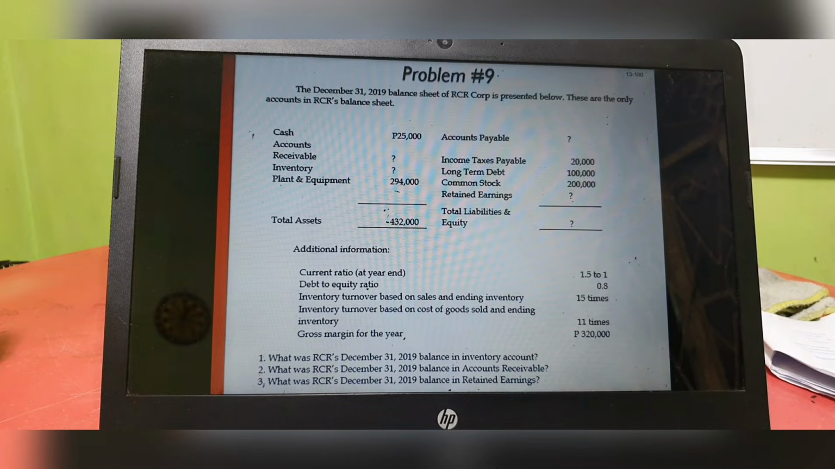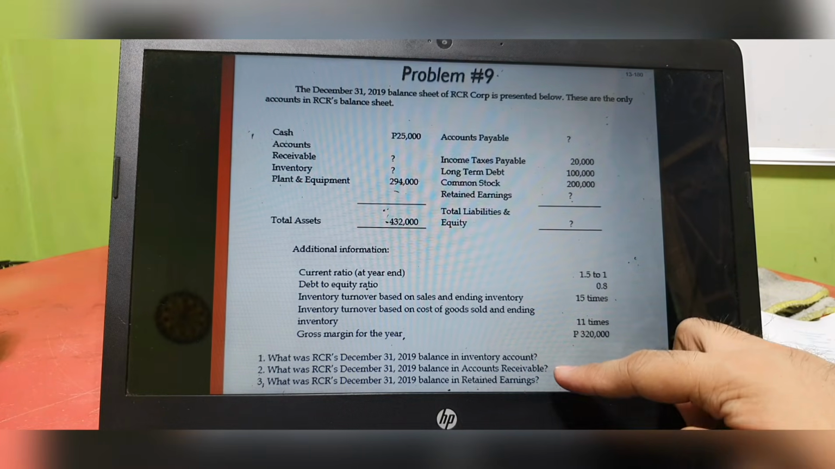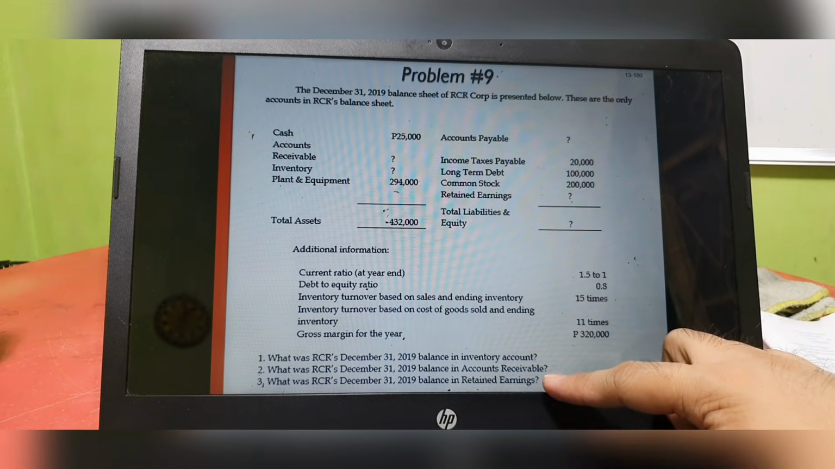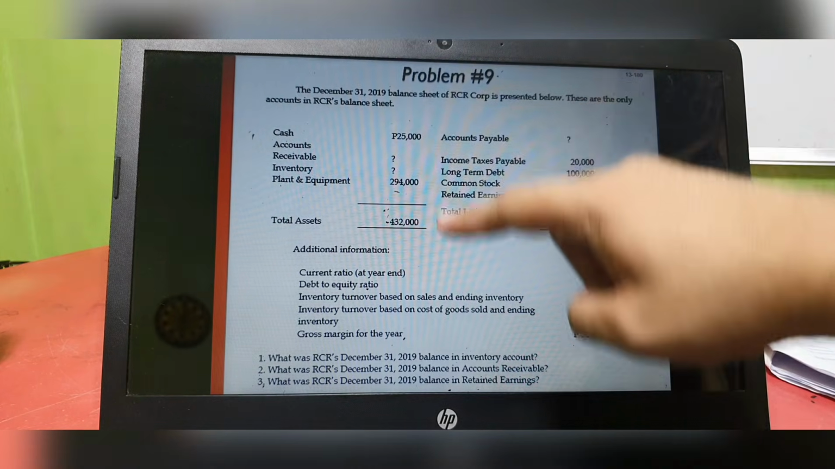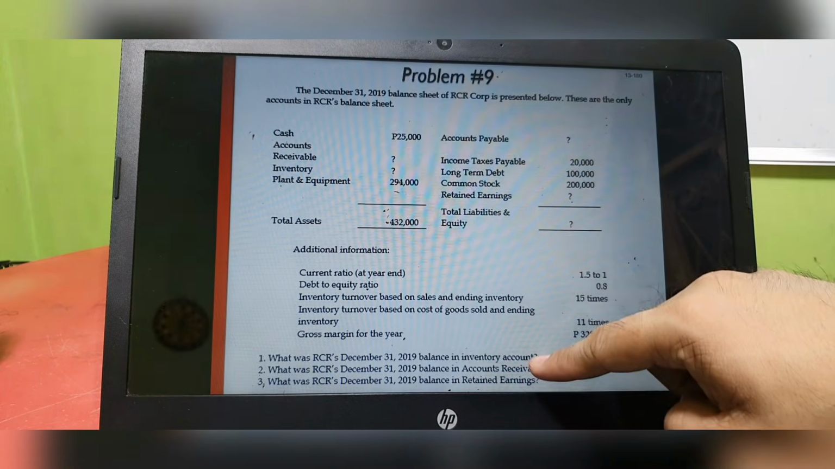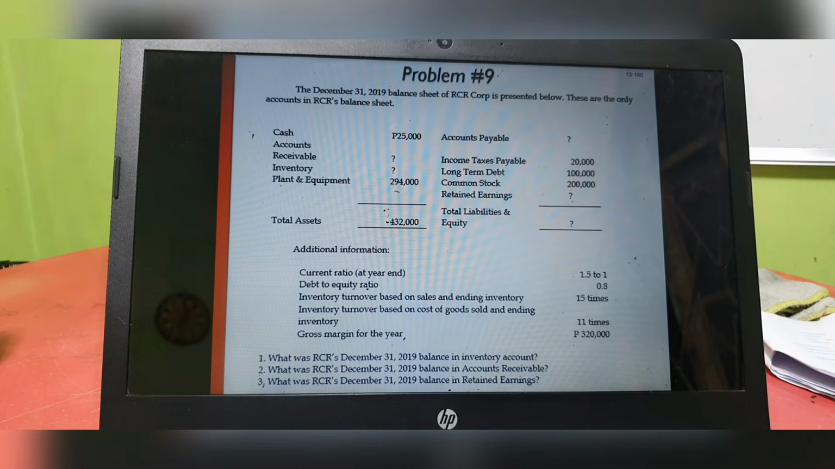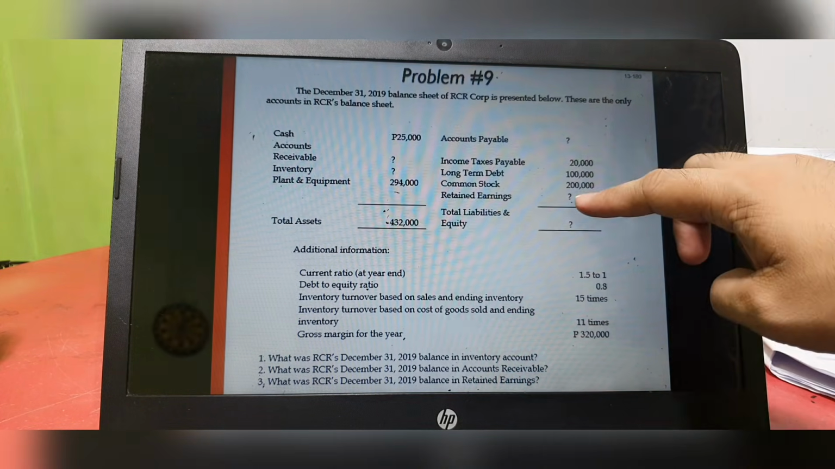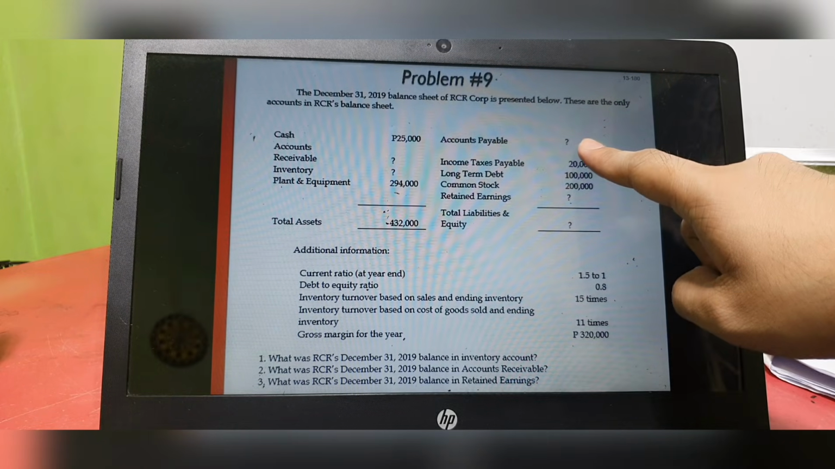So, here is your problem number 9. Okay? We are asked for the inventory balance for inventory account, for accounts receivable, and retained earnings. So, ang given natin dito ay isang balance sheet na pag tinignan natin, yung nawawala na inventory and accounts receivable, ito yung naka-question mark sa atin. Okay? And also the retained earnings. May extra lang na nawawala na accounts payable.